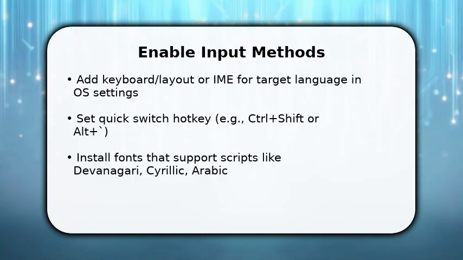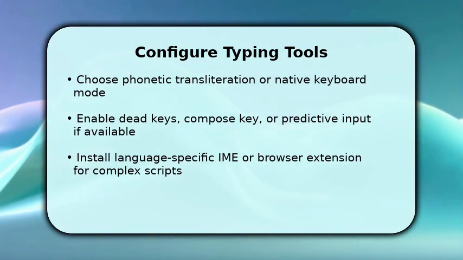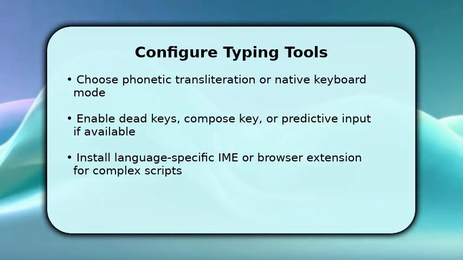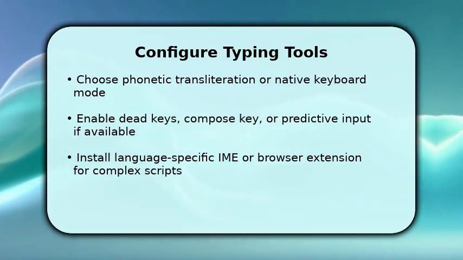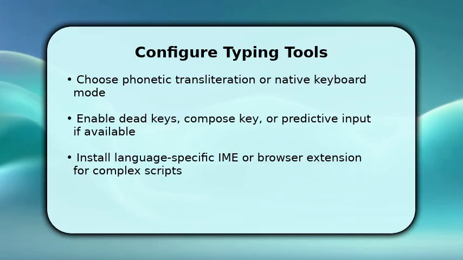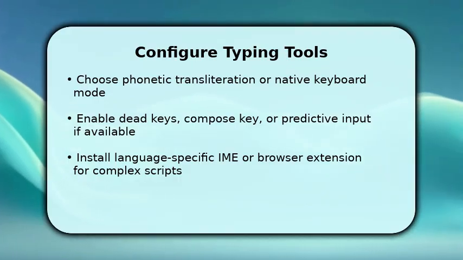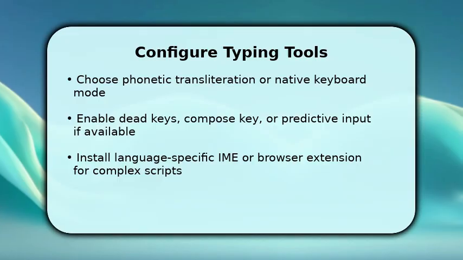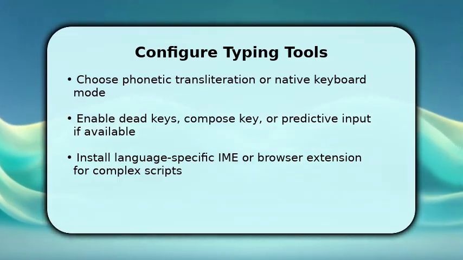Now you configure the typing tools that shape speed and accuracy. Switch between phonetic transliteration and the native layout depending on familiarity. Enable dead keys or a compose key for accents and diacritics. This solves many multi-key characters. If the language uses complex shaping, install the recommended IME or a browser extension to handle ligatures and contextual forms. Also turn on predictive input or a dictionary, so you can accept suggestions and finish by making the workflow durable.